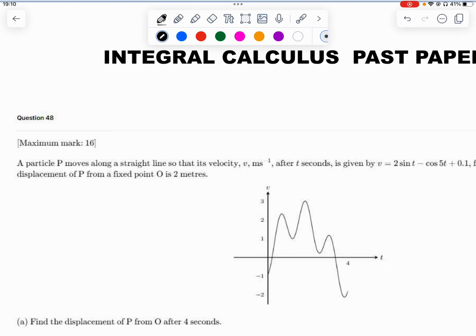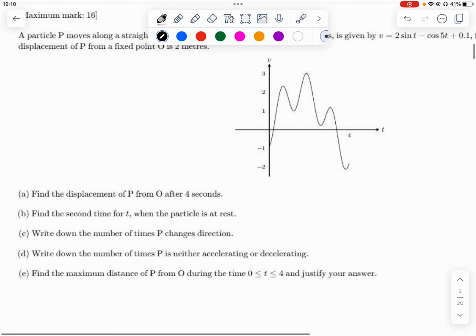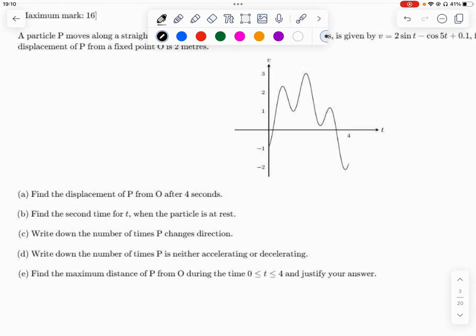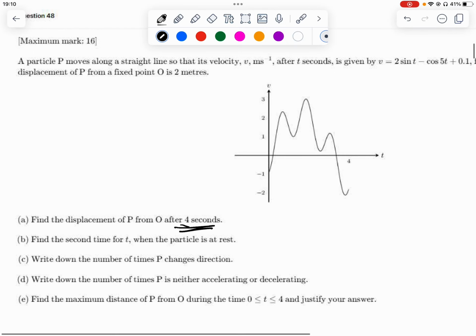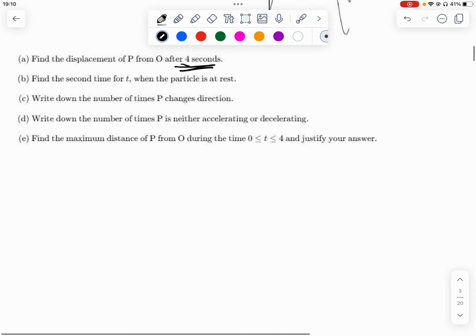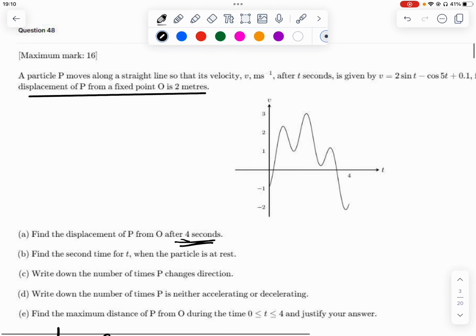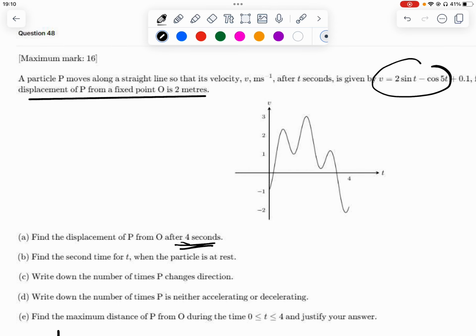Now coming to question number 48. What is the question? Now find the displacement of P after 4 seconds. Now the displacement of P from a fixed point O is 2 meters. So already it is starting at 2 meters. So the displacement should be equal to 2 plus the integral, because the velocity function is given.